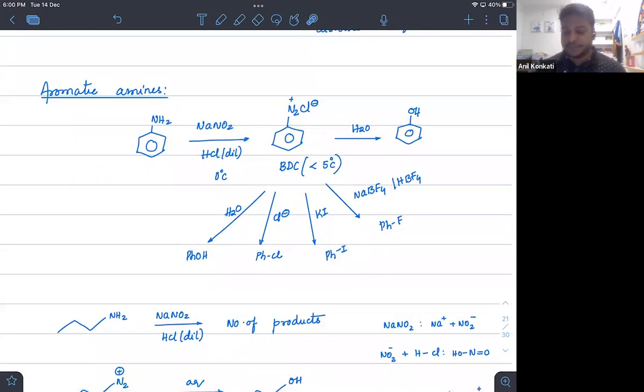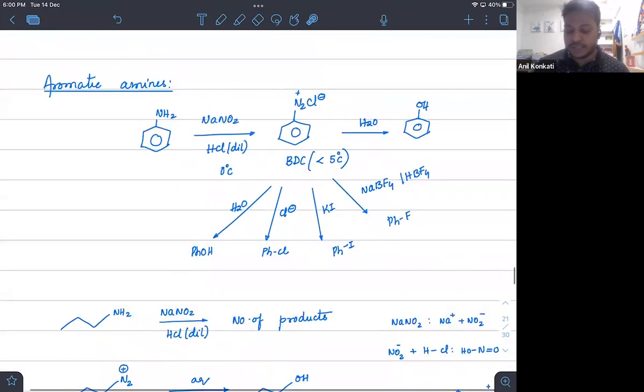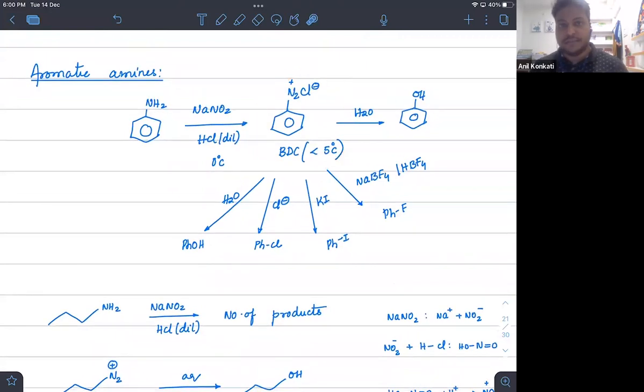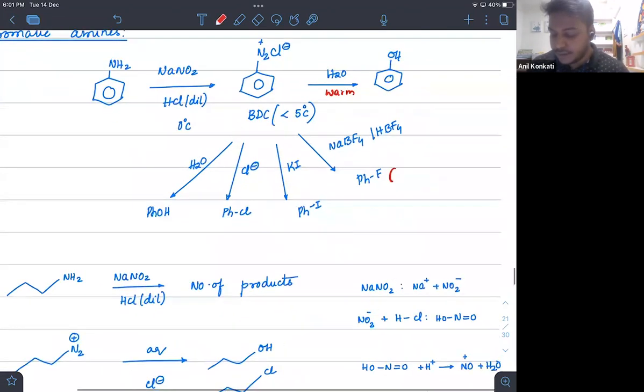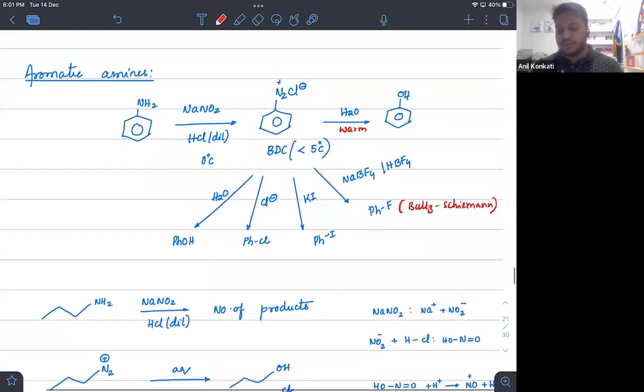How do we get reactions from diazonium? Next, this is just to recall once again what the reactions of diazonium salts are. In case of benzene diazonium salt, it is stable only below 5 degrees centigrade. On hydrolysis, usually we take warm water, so we will get phenols. In case of NaBF4 and HBF4, what do we call this? Okay, the Balz–Schiemann reaction, which will give fluorobenzene.